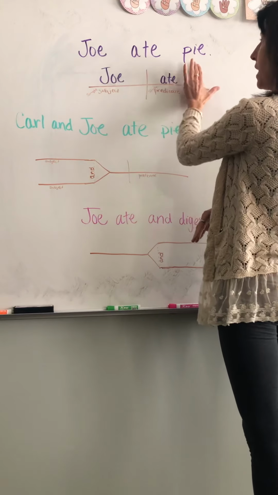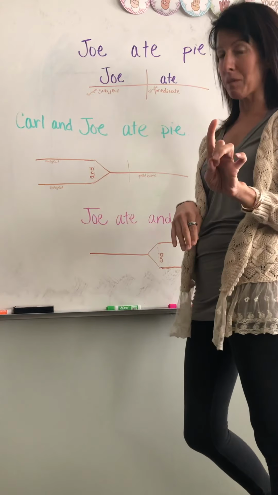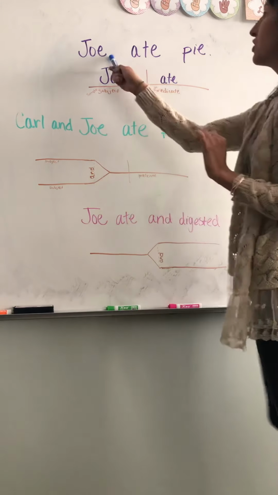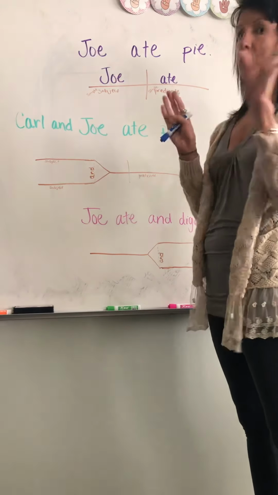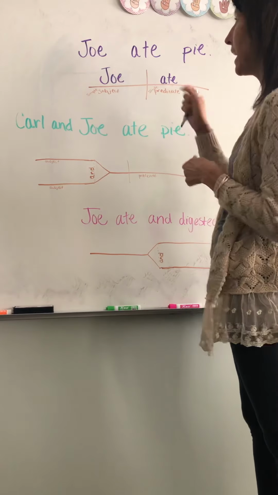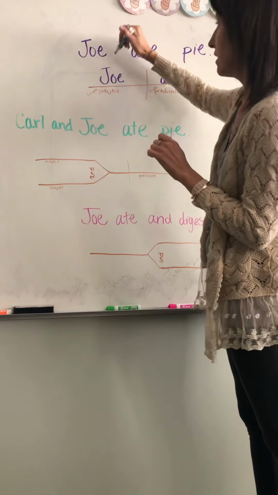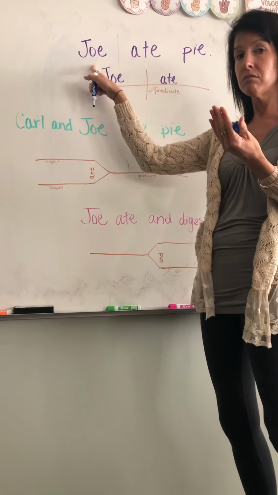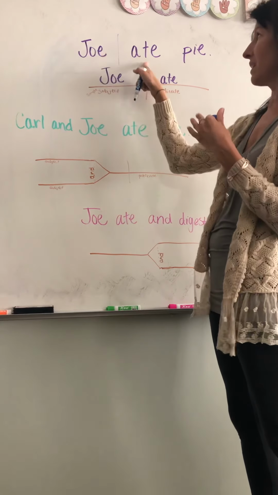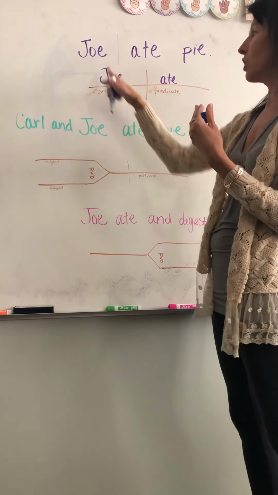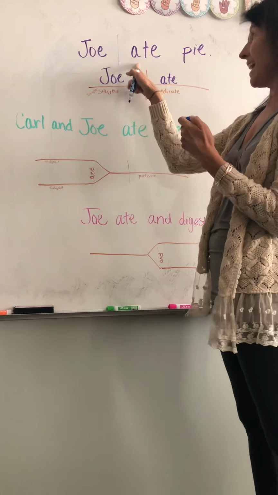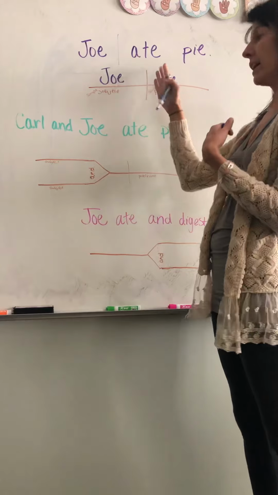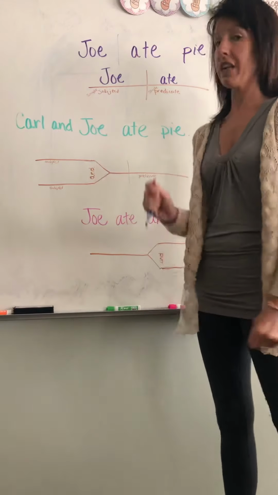Joe ate pie. You all know that that's pumpkin pie, right? But I didn't write that because I knew you knew. So Joe ate pie. If we were doing what we usually do, putting a line in between our subject and our predicate, we would put it right before the verb, because Joe is the who, or the what, that did something, and the verb is what he did. So Joe is our simple subject, and ate is what he did, so that's our verb, our simple predicate. So Joe ate. That's our caveman talk.